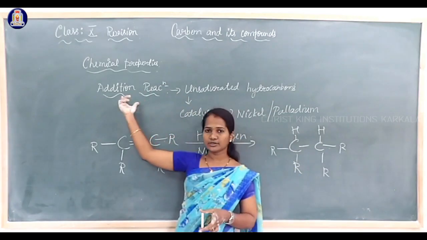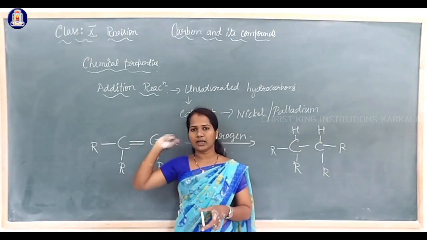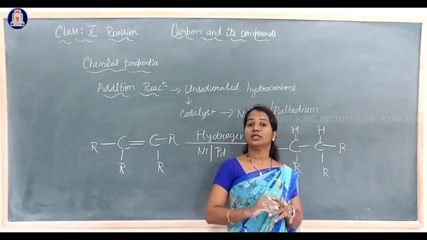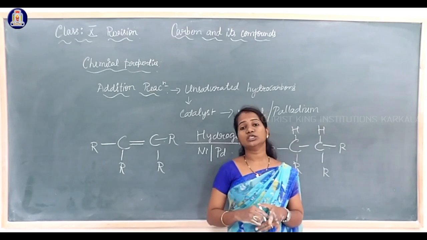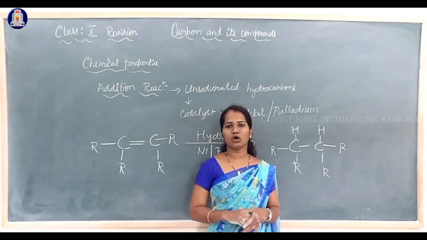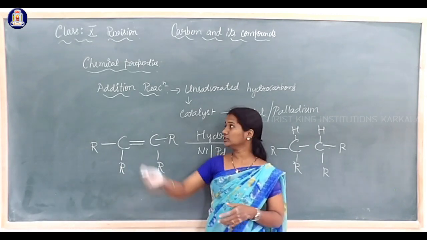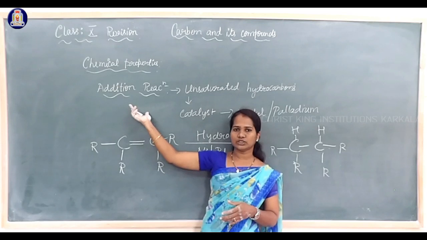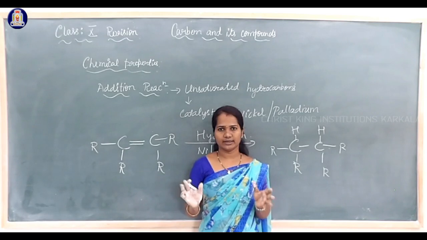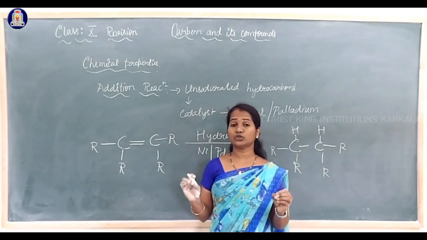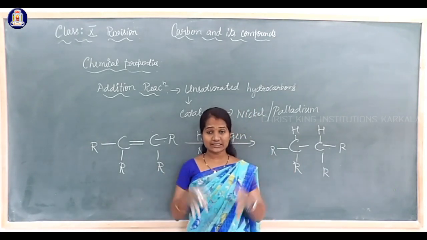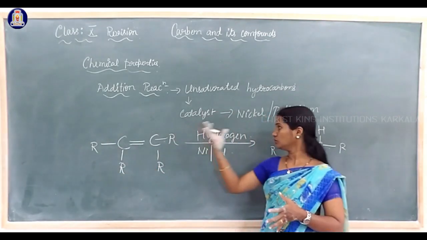This addition reaction of hydrocarbons or carbon compounds is usually used as an industrial application. It is used in the hydrogenation of vegetable oil to convert unsaturated oil into saturated. Usually saturated means single bond, unsaturated means double or triple bond, and they are more reactive. To make them less reactive, they are converted into saturated.